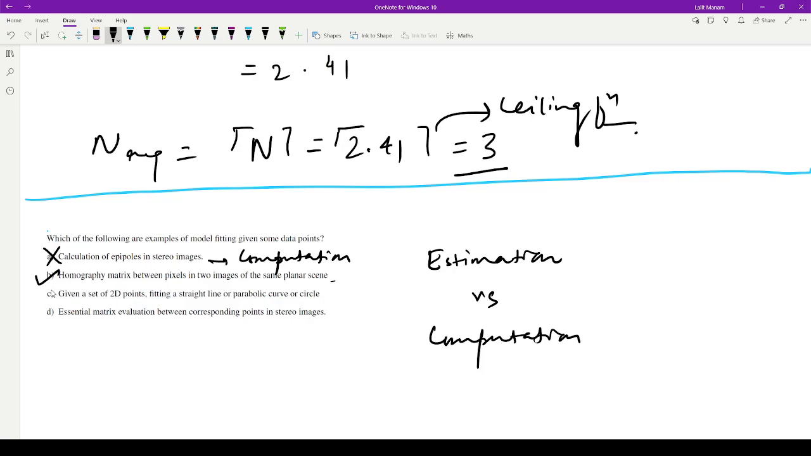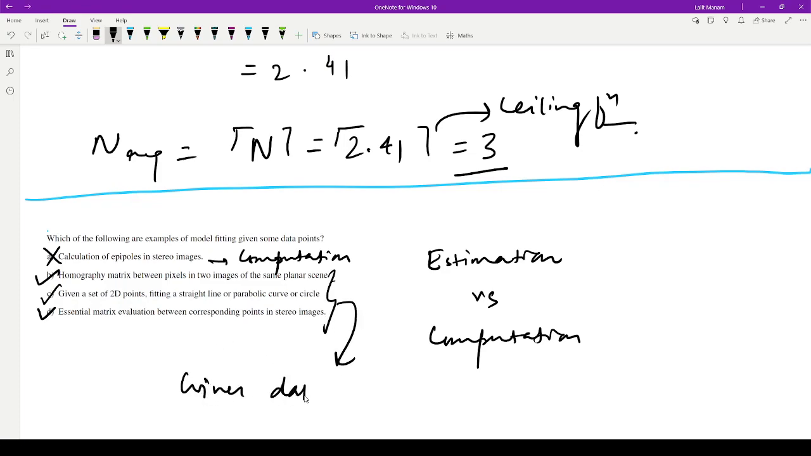The next is: given a set of 2D points, fitting a straight line, parabolic curve, or circle. Is it a model fitting problem? Yes, sir, because we'll be estimating the parameters. Yeah, we are estimating the parameters. Essential matrix evaluation between corresponding points in stereo images. Yeah, exactly. Again, we are estimating parameters. We don't have a formula for that.